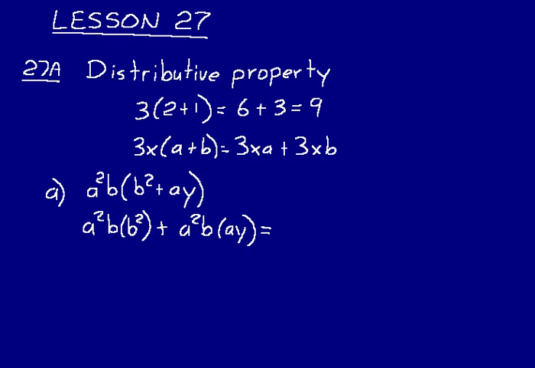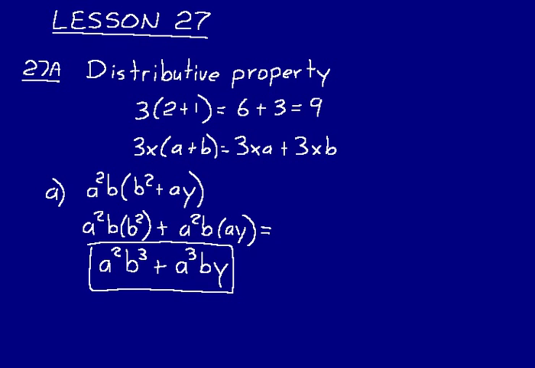And so the first one there, I have a squared b times b squared. And so the b times b squared, I can use my product rule for exponents, and b to the 1 times b squared is b to the 3rd. And so that'll simplify to a squared b cubed. And then the next one, I've got an a squared and an a, so I can simplify that to a cubed times b times y. And so there's the answer there.